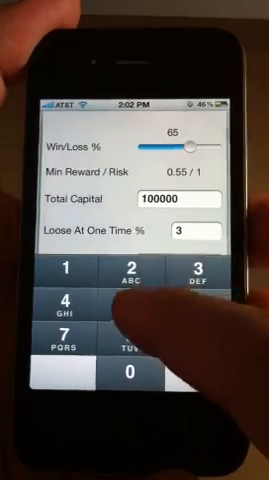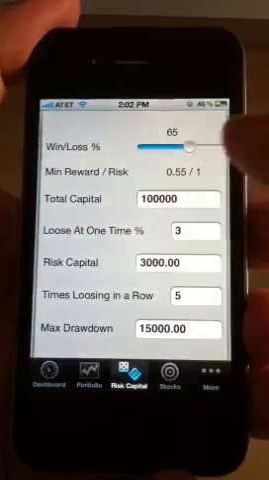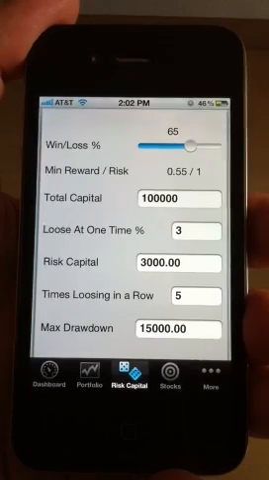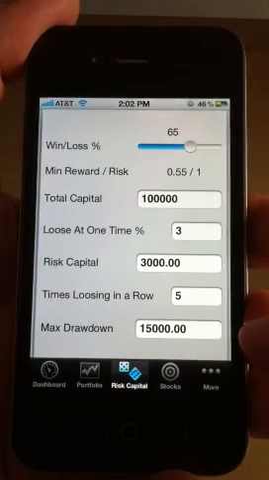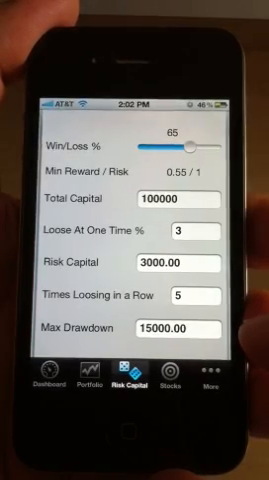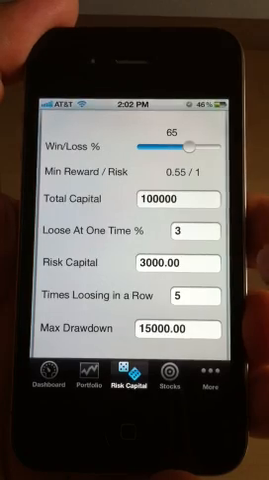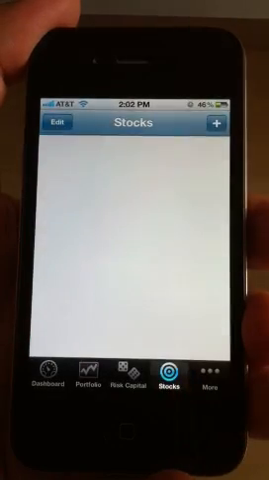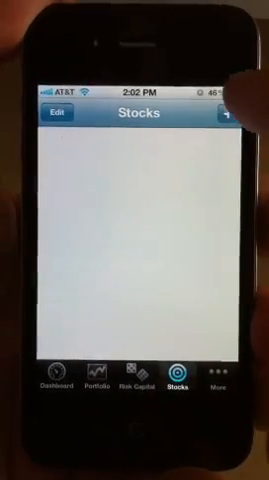Next, the number of times losing in a row. Let's say if I lose 5 times in a row, I would still be confident that I can proceed successfully. This gives me the maximum drawdown of $15,000. The most important numbers here are the risk capital and, in addition, the reward to risk. Now, let's see how we do this by trading some real stocks.